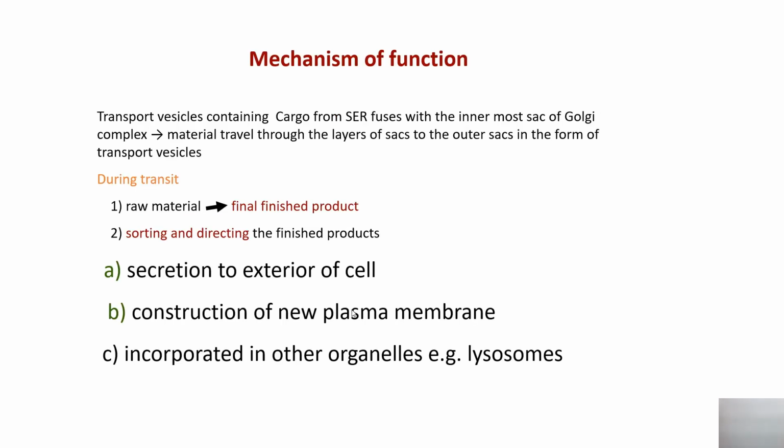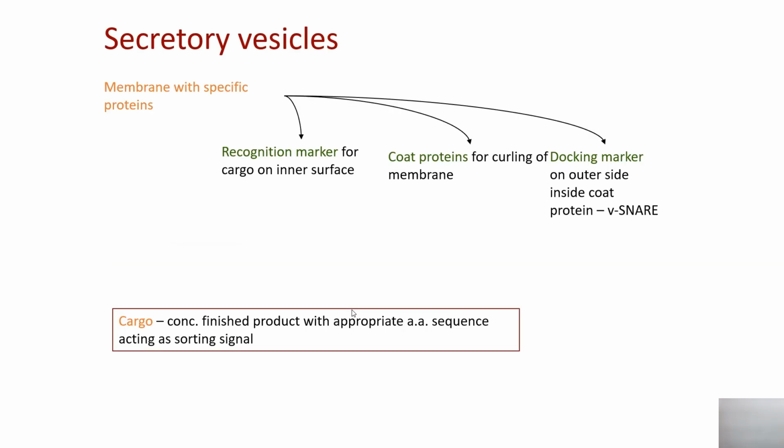Now, what is the mechanism of function? Transport vesicles containing cargo from the smooth endoplasmic reticulum fuse with the innermost sac of the Golgi complex. The material travels through the layers of sacs to the outer sacs in the form of transport vesicles. During transit, the raw material is converted to the final finished product. Then the finished product is sorted and directed for secretion to the exterior of the cell, construction of new plasma membrane, and incorporation in other organelles like lysosomes.